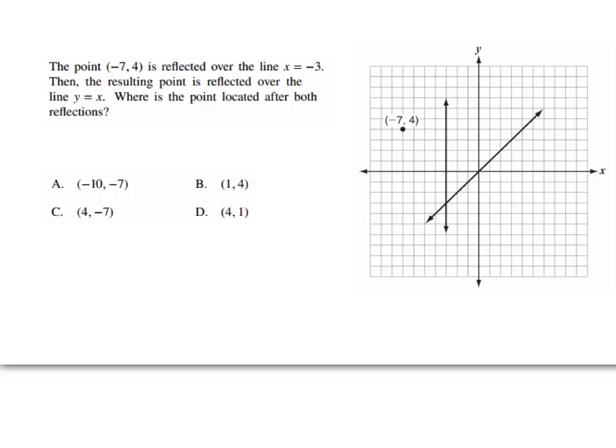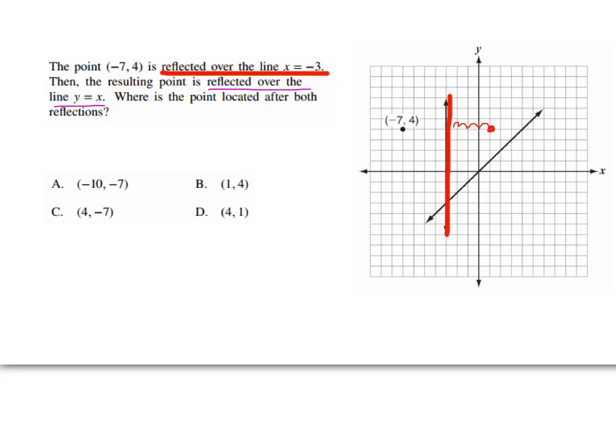In this question, we're going to reflect a point over the line x equals -3, and that's already drawn on here for us. If you notice, this point is 1, 2, 3, 4 spaces away, so we want it to be 4 spaces away on the other side. So if I count out 1, 2, 3, 4, that's where it should end up after being reflected over the line x equals -3. Then I need to reflect it over the line y equals x.